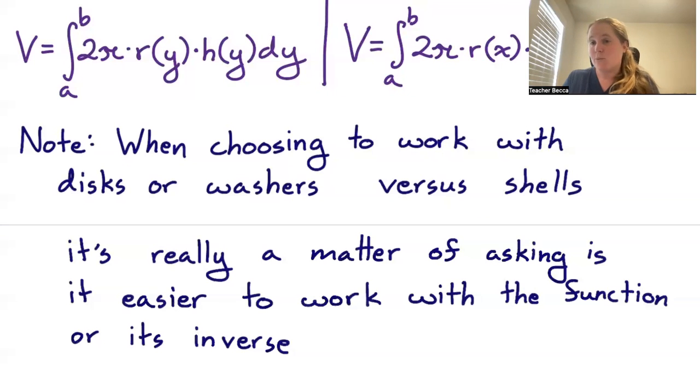And then depending on whether you are rotating around the y-axis or the x-axis, sometimes it's the function that gets squared for washers, sometimes it's the inverse that gets squared. So that also has an input. But paying attention to what your two integrals look like, you can see which one might be easier to work with. So that is volume using discs, washers, or shells.